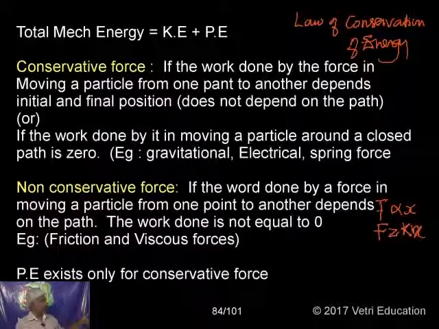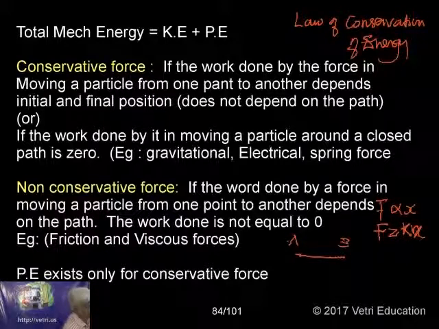In conservative force, this work done depends on the initial and final position. Suppose the body starts from A and I apply a force. Because of the force, the body goes to B. So this is the initial position, this is the final position. The body is displaced because we are applying force F, then work has to be done, no doubt about it.